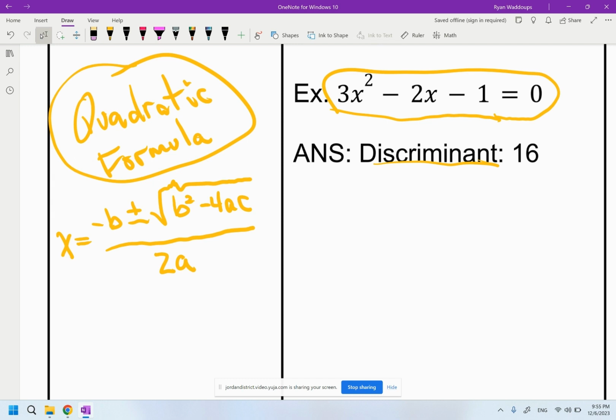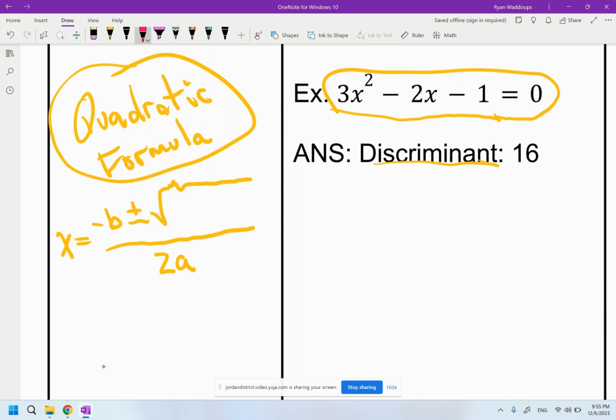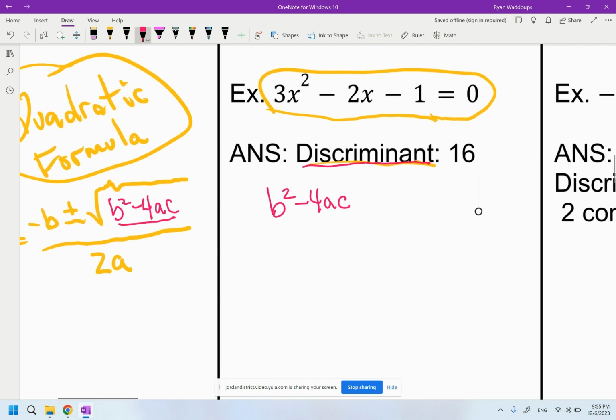And this part of it, which I will write in red, let's make that red a little smaller. B squared minus 4ac, that part right there is what's called the discriminant. And so the discriminant for this, b squared minus 4ac. Well, first I need to know, well, hey, what's b?